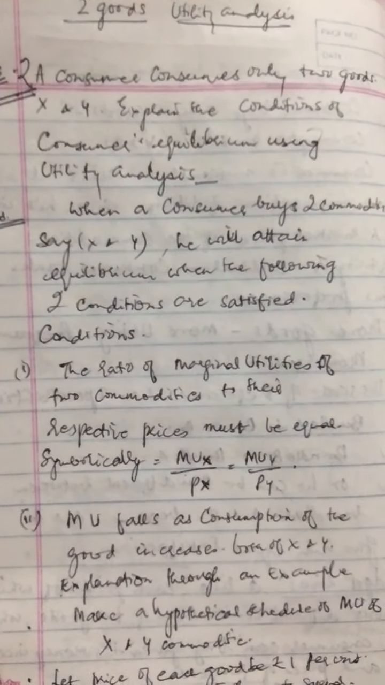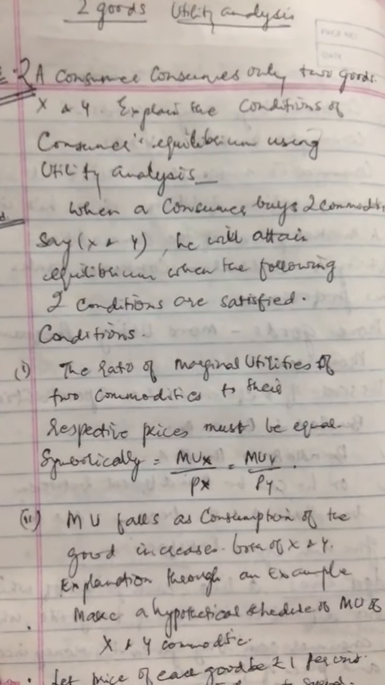Or a consumer consumes only two goods X and Y. State and explain the condition of equilibrium with the help of a numerical example. Use utility analysis. You can get a question like this. Or a consumer consumes only two goods X and Y. Explain the conditions of consumer's equilibrium using utility analysis. So you can write it like this.